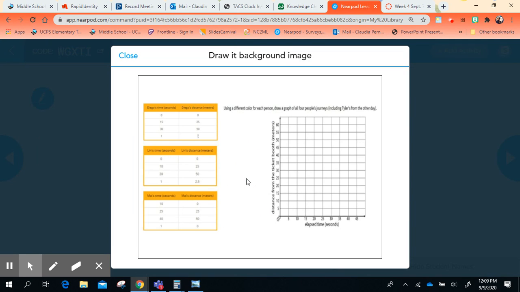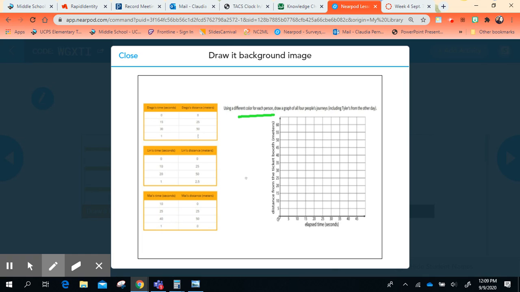Get ready to draw. Okay, so now they gave us 3 tables, similar to the ones that we just did, a little bit of a change. And now you guys are going to draw them. I'm going to draw the first one. It says use a different color for each person. Draw a graph of all 3 people's journey because we only have 3 tables.